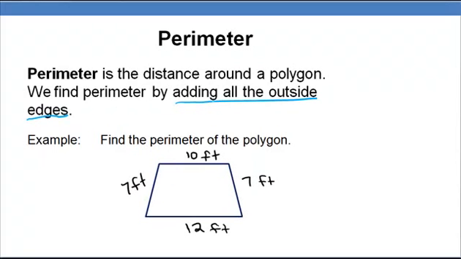Find the perimeter of the polygon. All the sides are labeled, and so for perimeter, we just need to add them up. So we have one side that is 10, a 7, 12, and 7, and we add. So 14, 15, 16. So we get 36 feet.